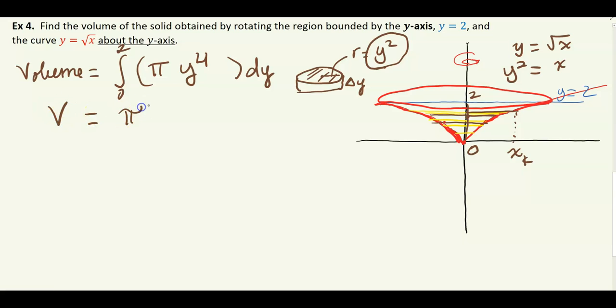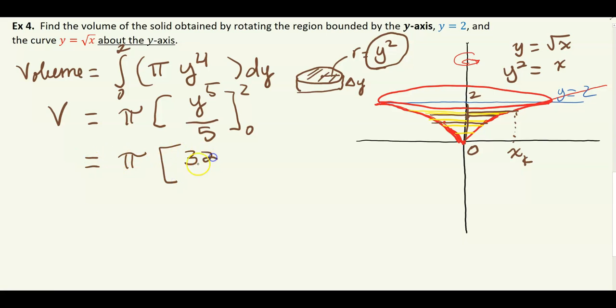You would have the pi, I'm going to take that outside. The integral of y to the 4th power is y to the 5th divided by 5. We are evaluating from 0 to 2. And so here you have pi, plug in 2, that would be 32 over 5, because 2 to the 5th power is 32, minus, when you plug in 0, you have 0, and your final answer is that the volume of this shape is 32 pi over 5.